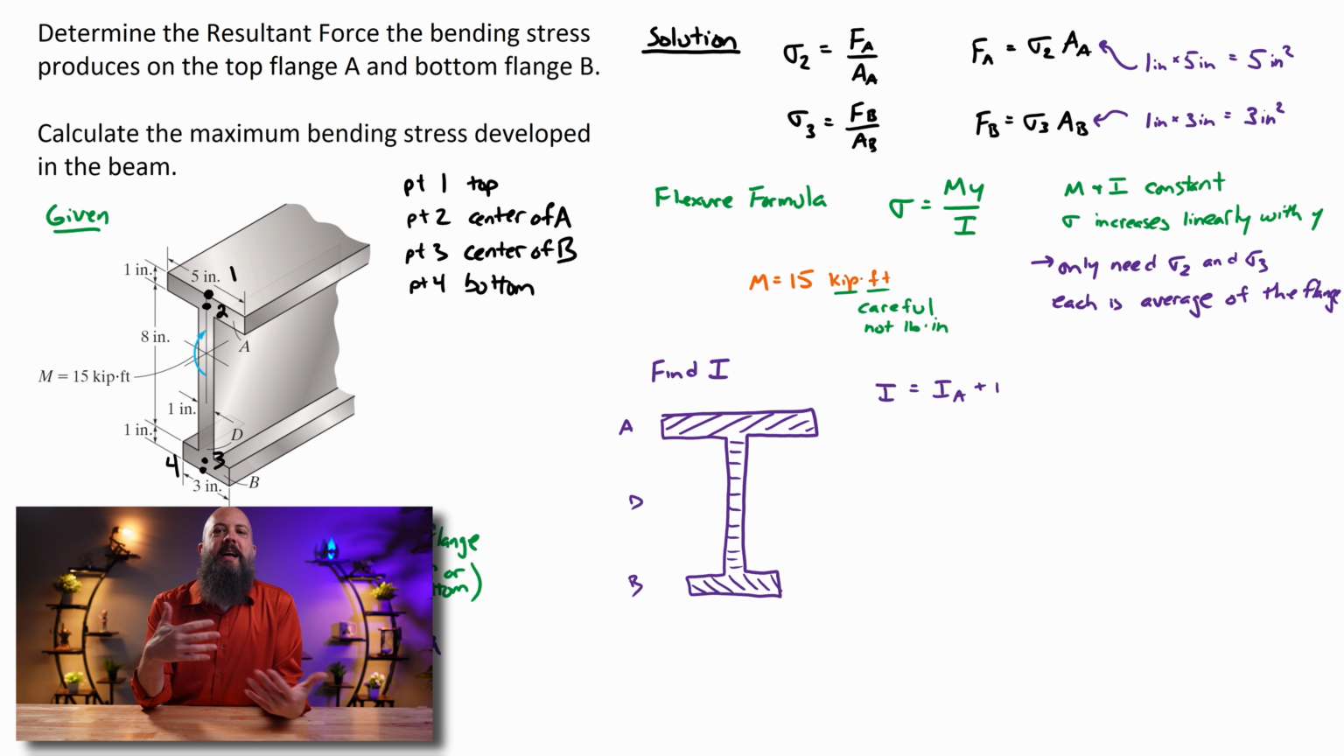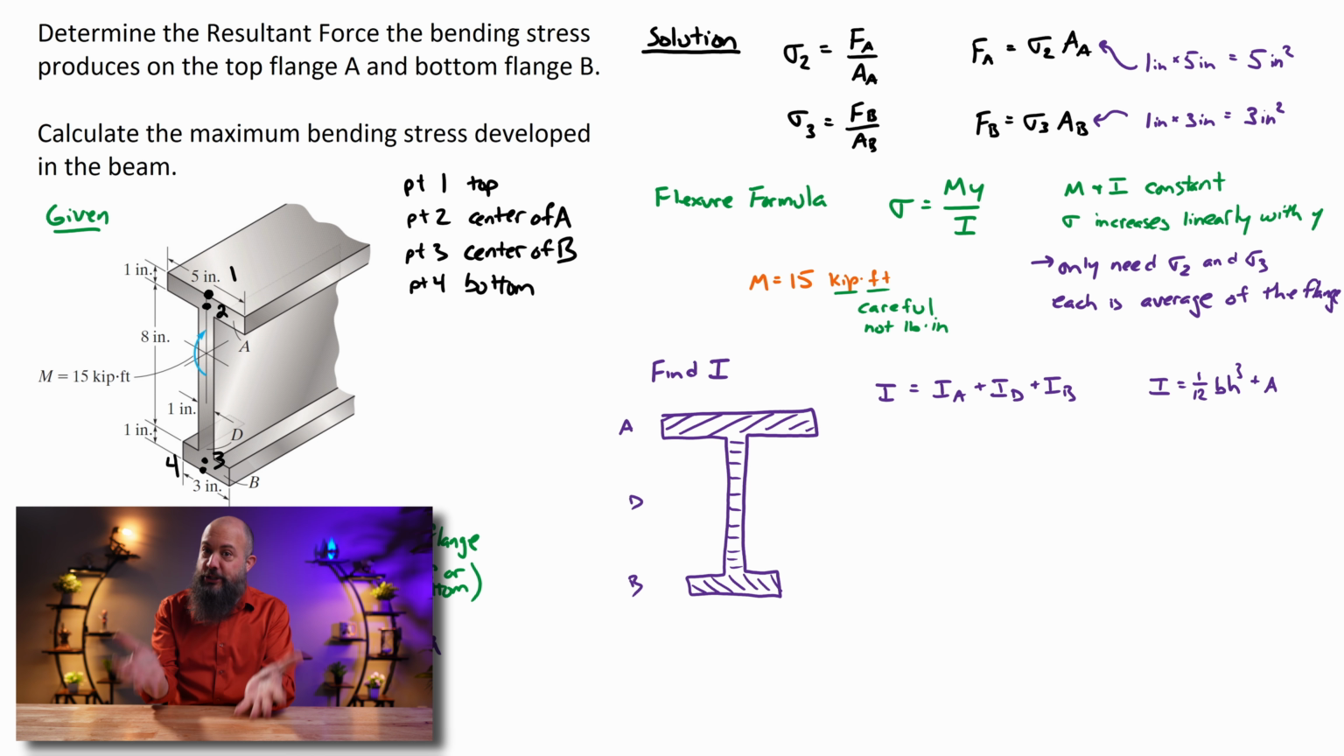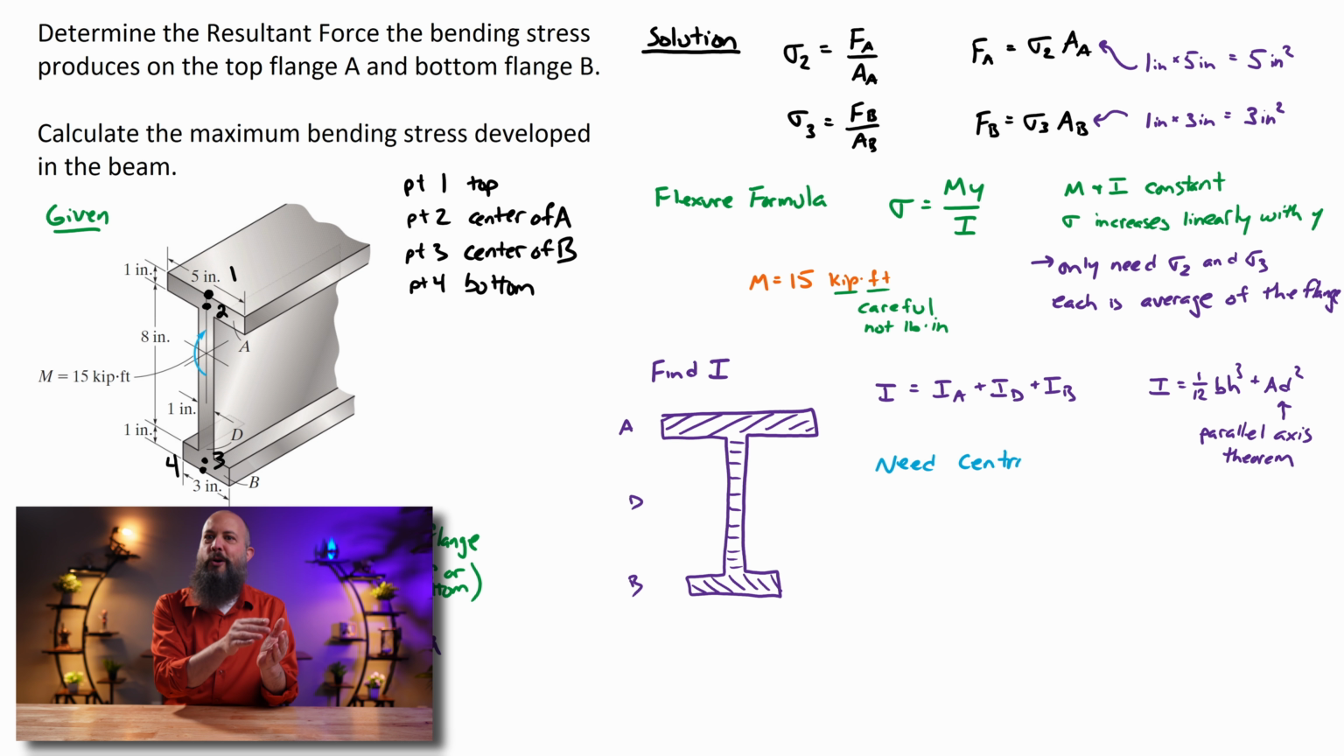In order to find I, we can divide this shape, this I-beam, into 3 different rectangles: the top flange, the web in the middle, and the bottom flange. So I is just adding up all 3 of these moments of inertia of each of these 3 rectangles. The I for each individual rectangle is 1/12 BH cubed for the rectangle itself, but that's rotating about its own center of gravity. So plus AD squared, the parallel axis theorem term, which is going to be based on the distance from that area to the centroid.